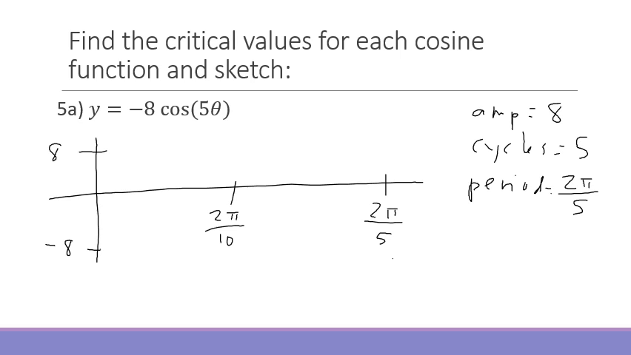And then halfway between, it's going to reach its max. And then it will hit the x-axis in between each of those, right? So here it goes. It's going to come up and down like that. So that's one cycle of cosine that we have just drawn.